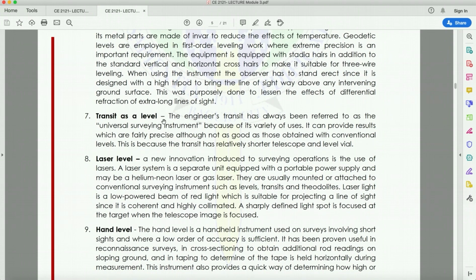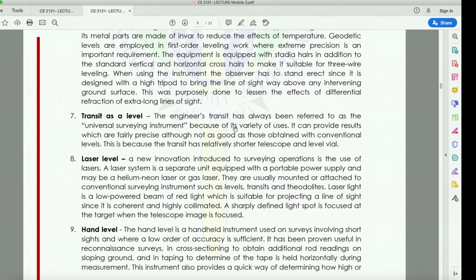Next, transit as a level. The engineer's transit has always been referred to as the universal surveying instrument because of its variety of uses. It can provide results which are fairly precise, although not as good as those obtained with conventional levels. This is because the transit has a relatively shorter telescope and level vial.